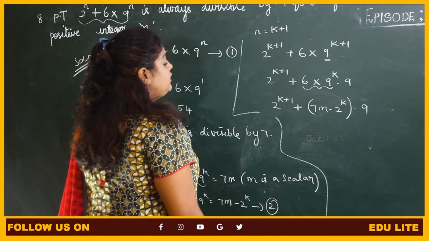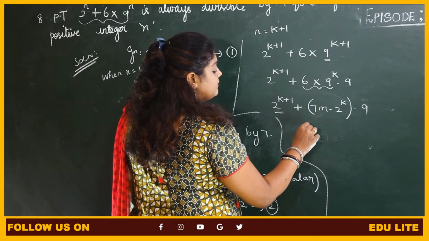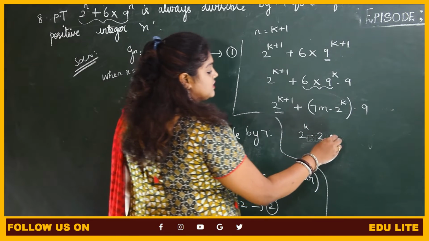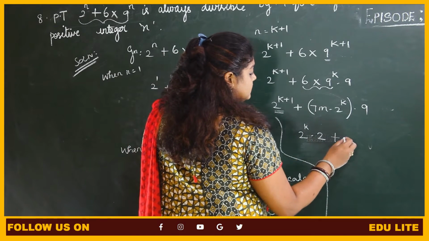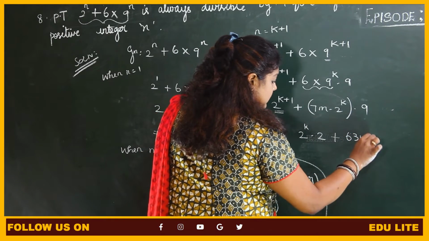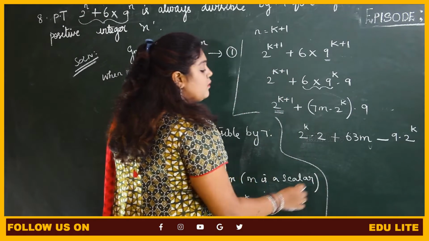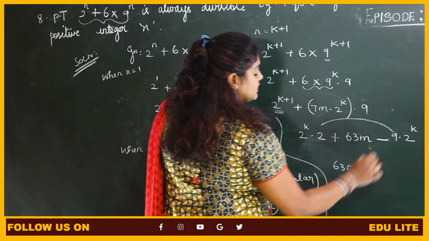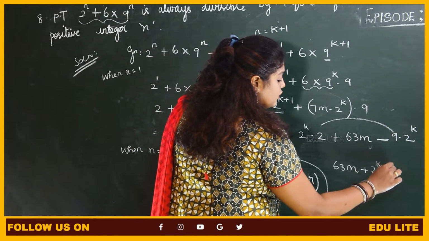Next step, what shall we do is, let us split this also. This also, in the sense, will become 2 power k into 2, because we have divided the base into two terms, plus we will multiply this 9 to the bracket terms, which will give us 9 into 7, 63m minus 9 into 2 power k. Now I am keeping this 63m term as it is. From these two terms, we can take 2 power k in common. So 2 power k I am taking common.